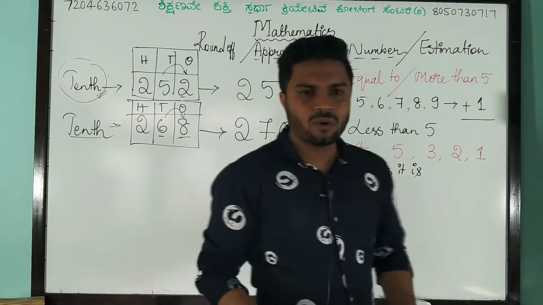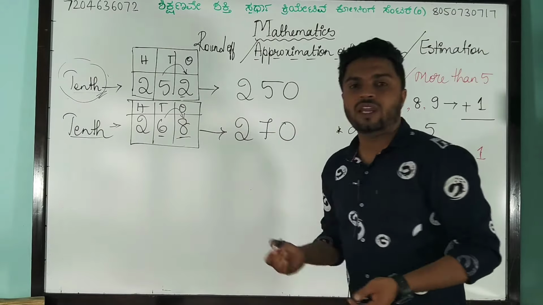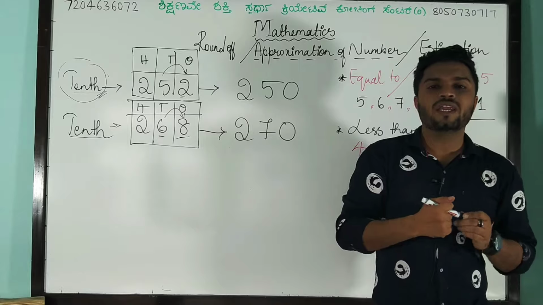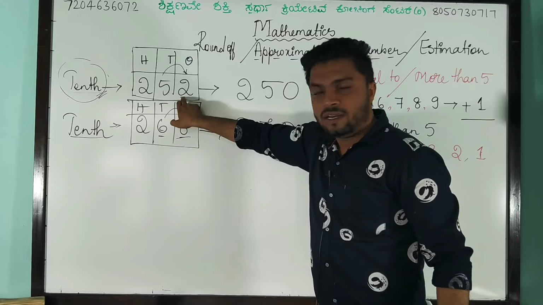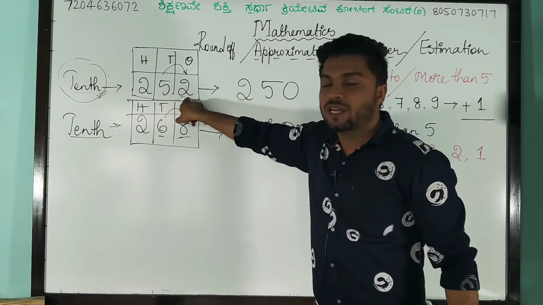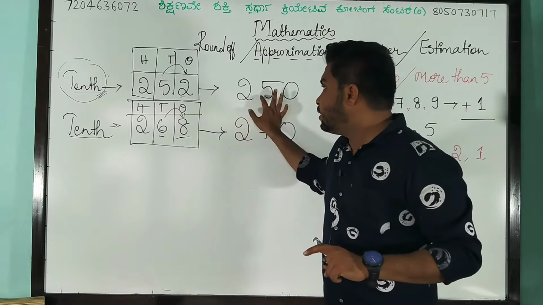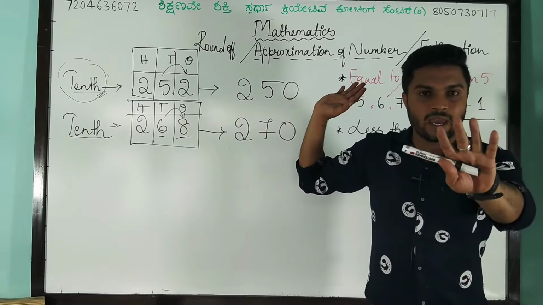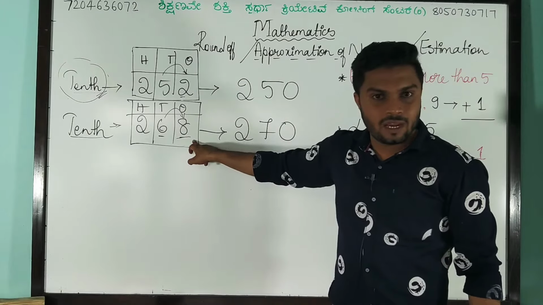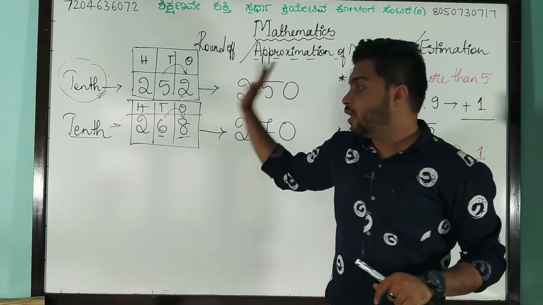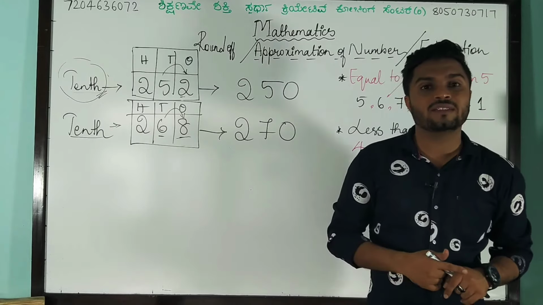You can ask me now, sir, here you have written as it is, here you have increased by one, why sir? You can ask me the doubt like this. Why, students? Here the number beside the tens place was 2. 2 is less than 5, hence it is as it is. Now the number beside 6 is 8. 8 is more than 5, hence the number is increased.